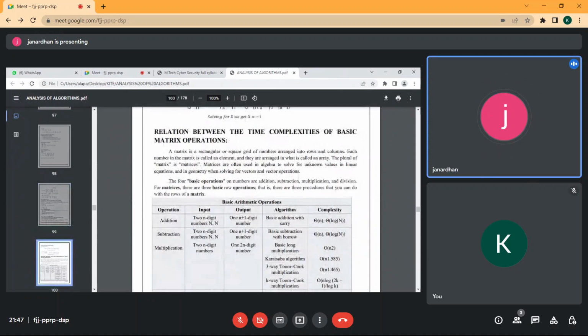Relations between the time complexity of basic matrix operations. A matrix is a regular or a square grid of numbers arranged into rows and columns. Each number in the matrix is called an element. The plural of matrix is matrices. Matrices are often used in algebra to solve for unknown values in linear equations and in geometry when solving for vectors and vector operations. The four basic operations on numbers are addition, subtraction.